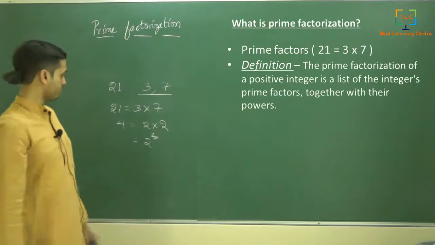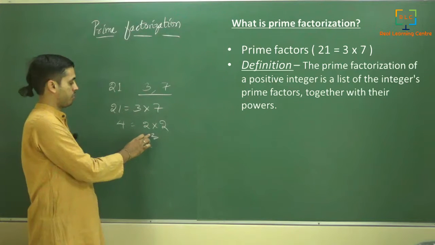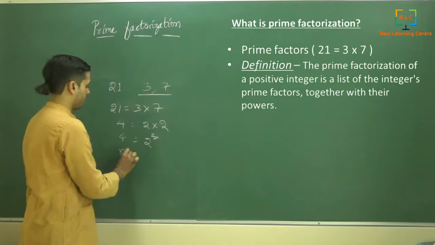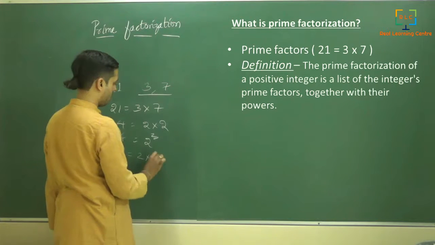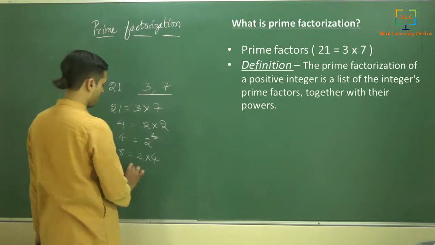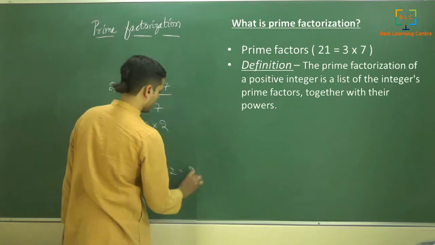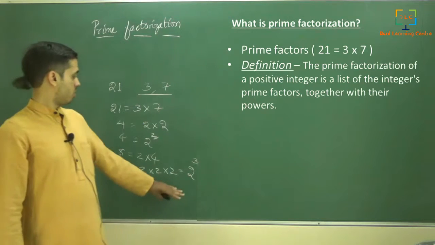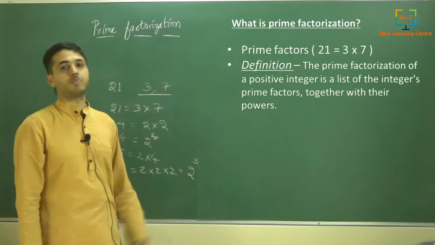So it's a combination of prime factors together with their powers. 4 is equal to 2 square. Now let us take another example, 8. How do you factorize 8? We know 8 is nothing but 2 into 4, and 4 is a composite number, so we have to break it down further. When you break it down, you get 2 into 2 into 2, the same as 2 cube. Hence we can say that the prime factorization of 8 is 2 cube.